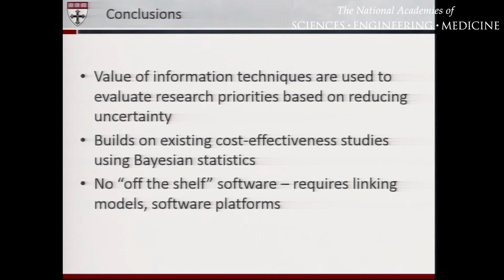So it builds on existing cost-effectiveness studies that are typically ongoing, but it, again, adds the use of Bayesian statistics. The downside, if you will, is that there's no off-the-shelf software. So it's going to require linking some models and software platforms in order to do this. There are some closed-form solutions if your distributions, all these things are described by distributions rather than point estimates, are predominantly normal or log normal, but generally you would use simulation techniques, and it's really not that intractable in this era of big data.